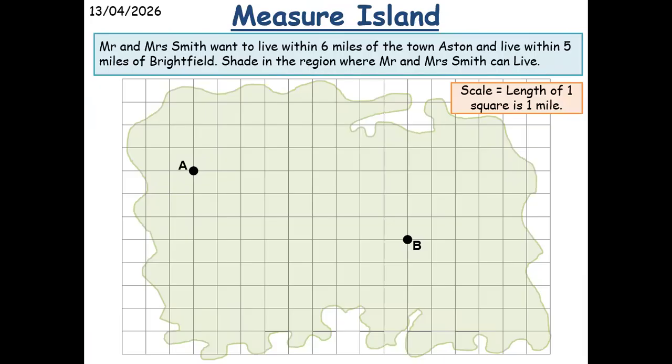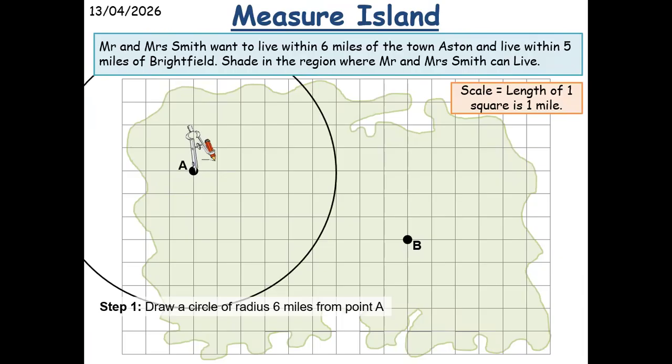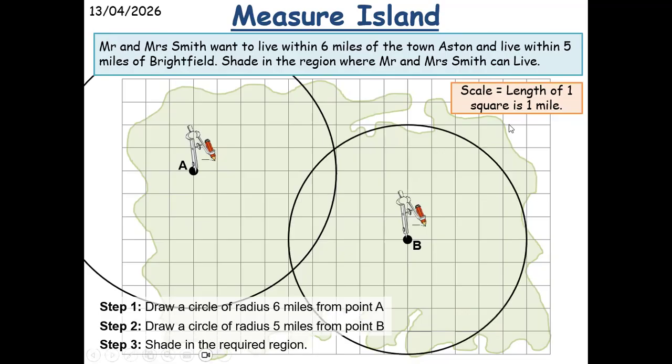Okay, now let's look at some past questions. Mr. and Mrs. Smith want to live within 6 miles of the town Ashton and live within 5 miles of Brightfield. Shade the region where Mr. and Mrs. Smith can live. And we're going to use a scale: the length of 1 square is 1 mile. So here, all we're going to do is draw your circle, and then we're going to shade. So can you see between here we have 1, 2, 3, 4, 5, 6. So that is 6 miles. And then we do 5 miles there, and we draw a circle. So we have 5 miles: 1, 2, 3, 4, 5. And where the two of them overlap, that's your answer.